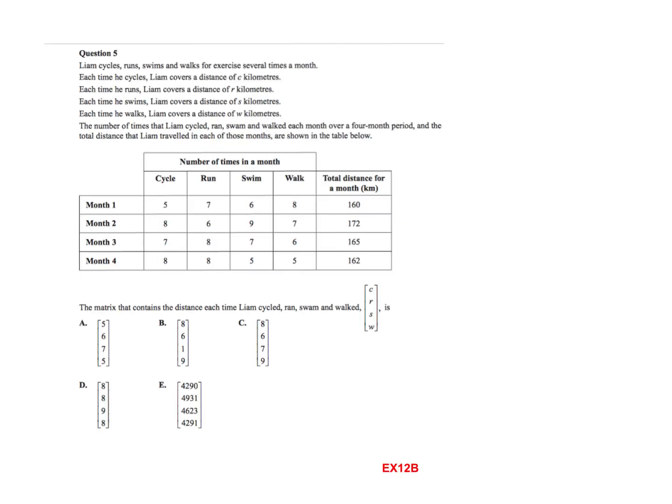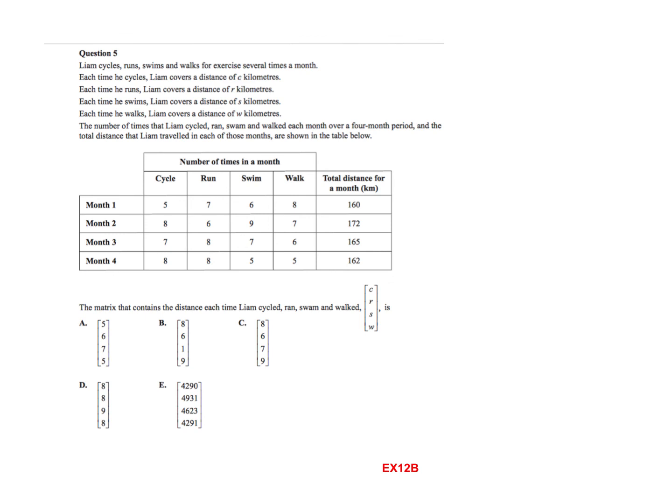Okay, Liam runs, swims and walks for several exercises several times a month. So each cycle kilometre he does is given by a C and so on, and the R for what he runs, things like that. Okay, the total number of times Liam cycled, ran, swam and walked each month over the 4-month period, and the total distance that Liam travelled in each of those months is shown below. So the matrix that contains the distance each time he cycled. So it was really like simultaneous equations.